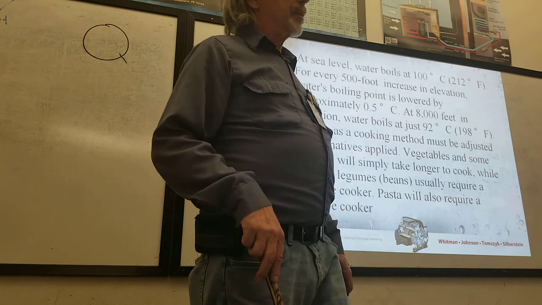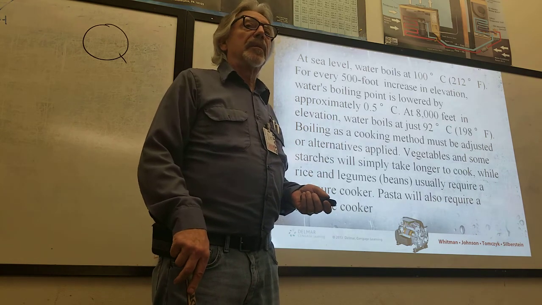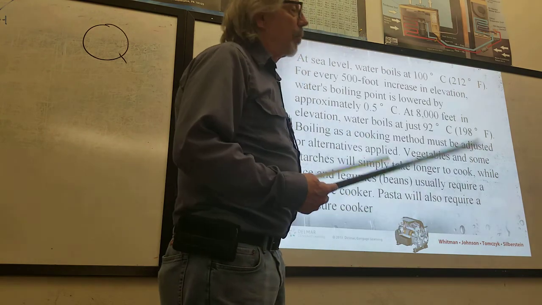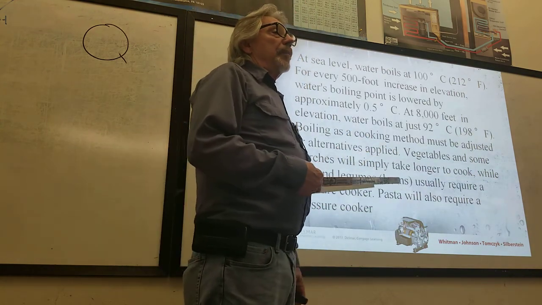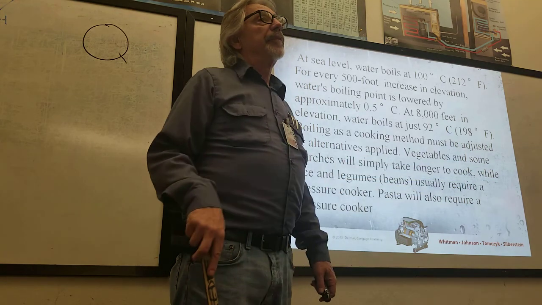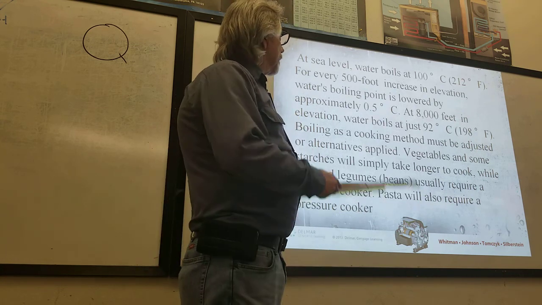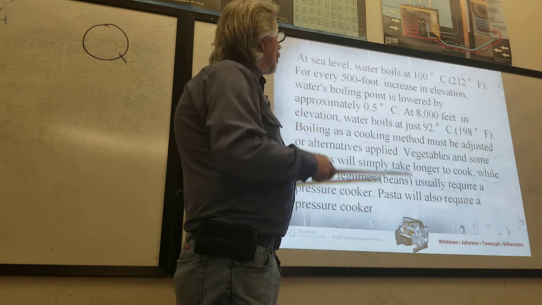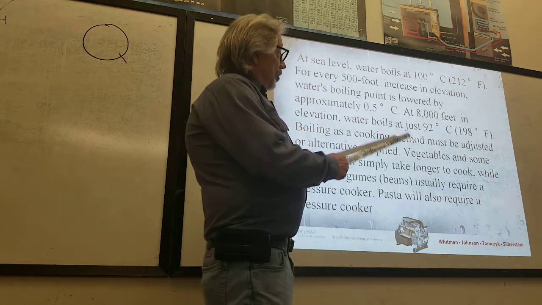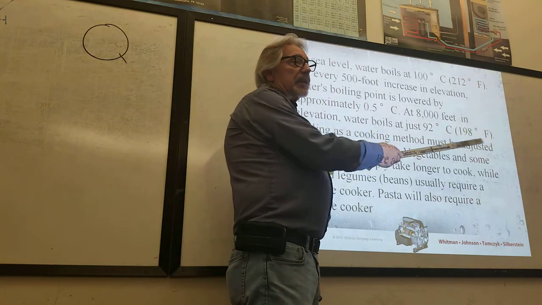Okay, so a pressure cooker actually increases the pressure, which increases the boiling temperature. So at 15 pounds per square inch gauge pressure, your boiling temperature would be about 250. Okay, so for every 500 foot increase in elevation, water boiling point is lowered approximately 0.5 degrees Celsius. So at 8,000 feet in elevation, water boils at 198 degrees, let's say.